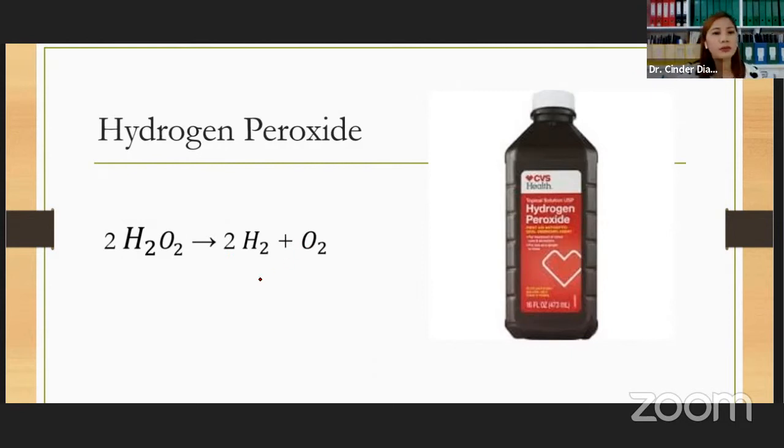Now, let's try to look. So here, for hydrogen, 2 times 2 equals 4, and in the product side, you have also 4. And then we have oxygen here is 2, here is 4. So, lacking dito ng 2 para balance si oxygen. Okay. So, that makes the hydrogen peroxide decomposition reaction balanced.